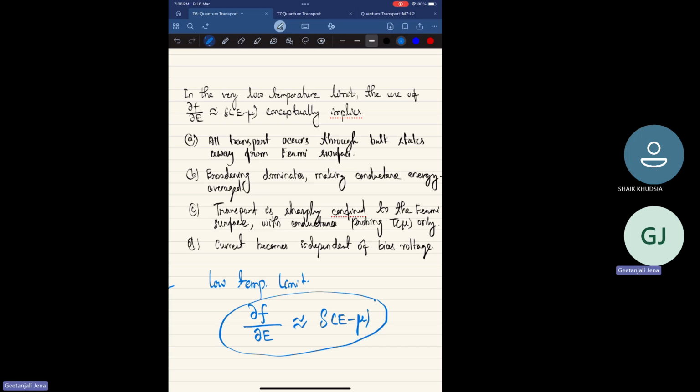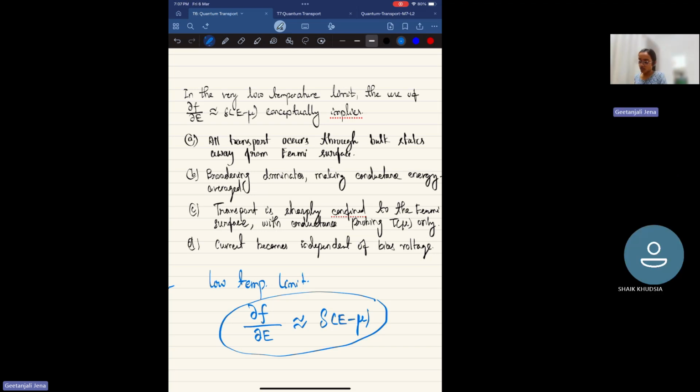Option C. Yes, it is correct. Because in the low temperature limit, there won't be any broadening. Broadening can be minimized. So because of that, we mostly focus the transport around the Fermi surface.